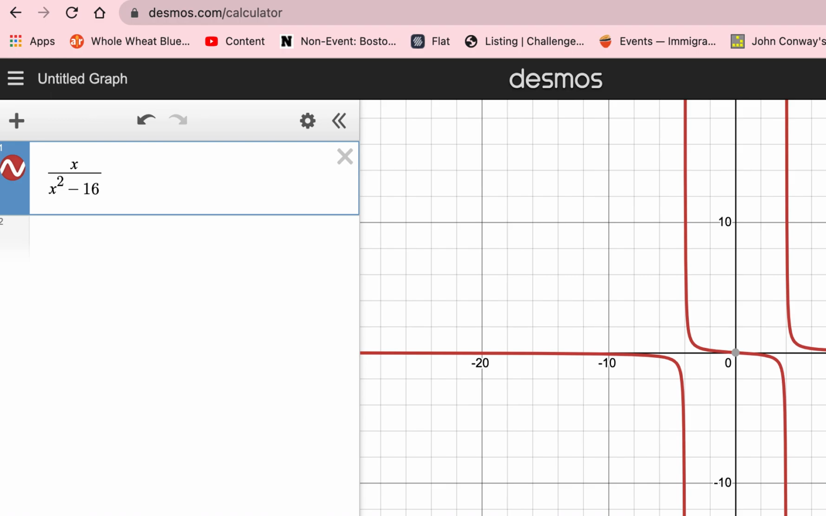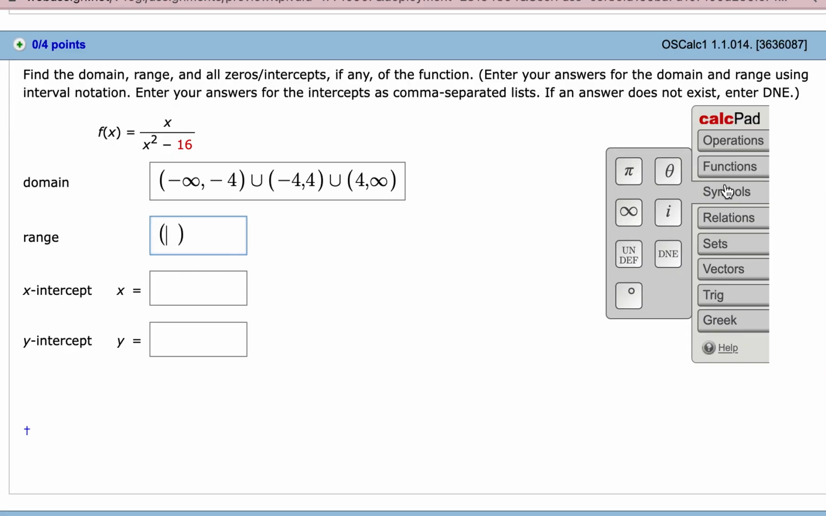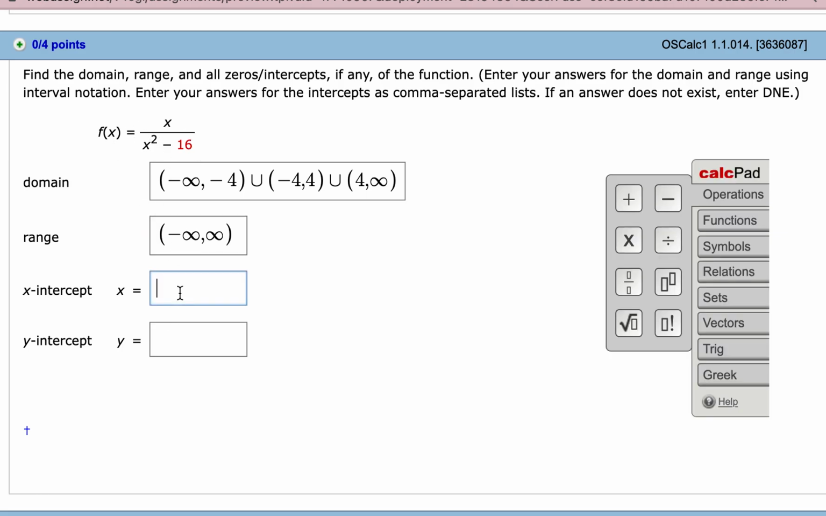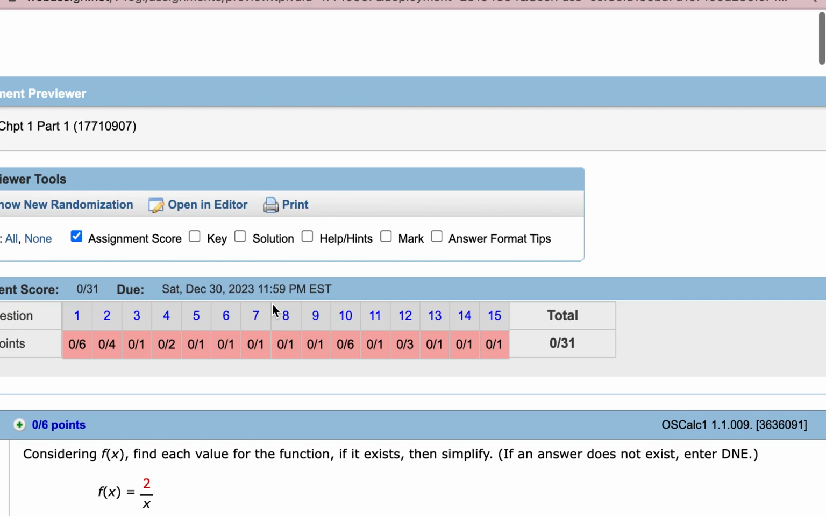So that one shouldn't be too hard to type in. So negative infinity to positive infinity. An x-intercept happens when you plug in y equals 0 and solve. And if you do that, you got to multiply both sides by x squared minus 16. So that gives us 0 equals x. And do the same thing, except y-intercepts, you plug in 0 in for x. Should get out y is 0 if you do that, because 0 divided by anything is 0.